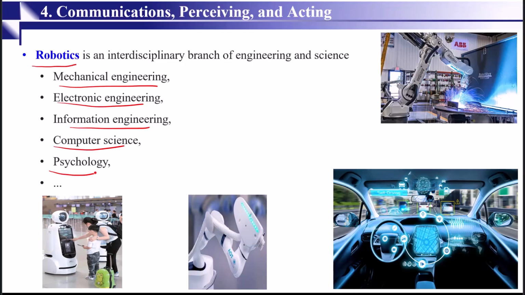In robotics, mechanical engineers design physical structures, motion systems, and actuators. Electronic engineers develop circuits, power systems, and control mechanisms for robots. Information engineers ensure that robots process and communicate data efficiently. Computer science creates the algorithms, software, and AI that allow robots to perform tasks autonomously. And also psychology. In here, psychologists study how humans interact with robots and how robots can simulate human-like behaviors or assist humans in different contexts.